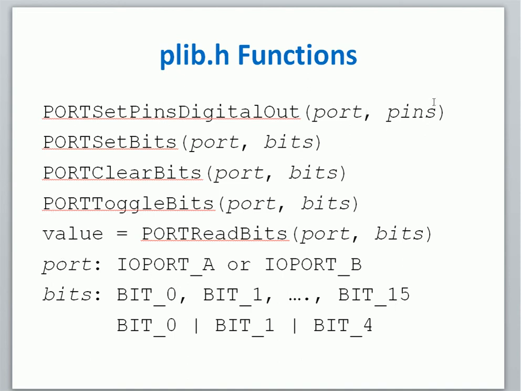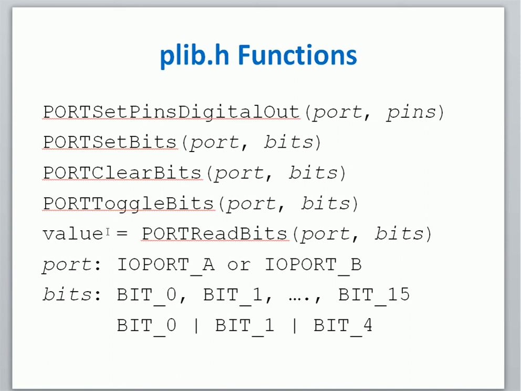And under pins, you can put a bunch of them together and do the operation all at once by using OR statements. For instance, if I took port B and put IO port underscore B here, and then bit 0, bit 1, and bit 4 up here, then RB0, RB1, and RB4 would be set as digital output pins.